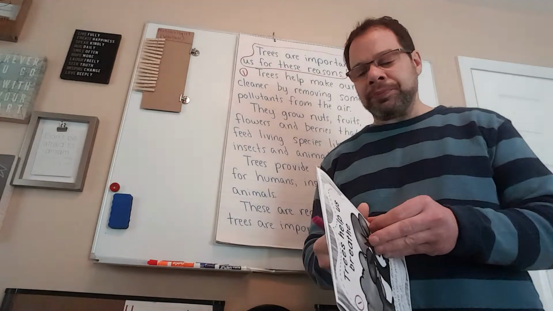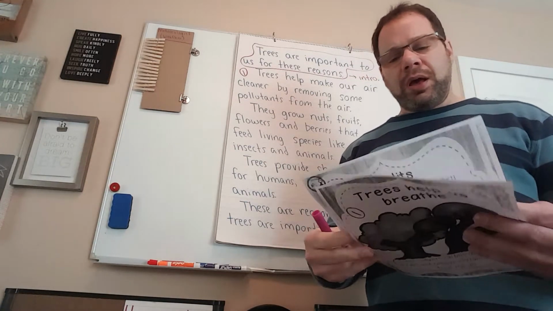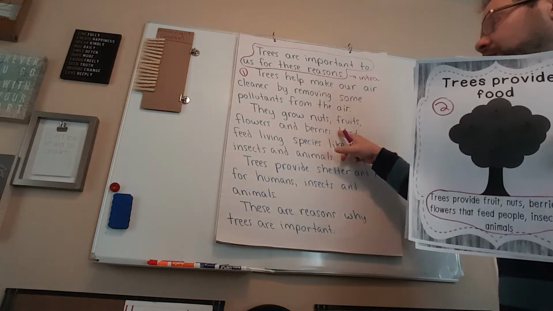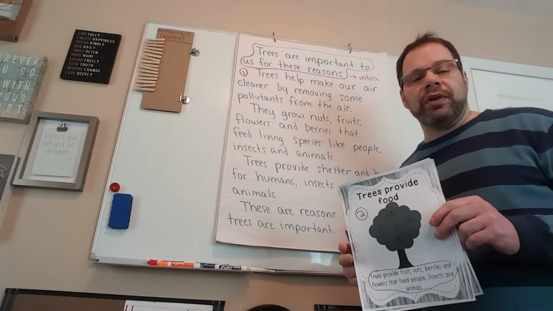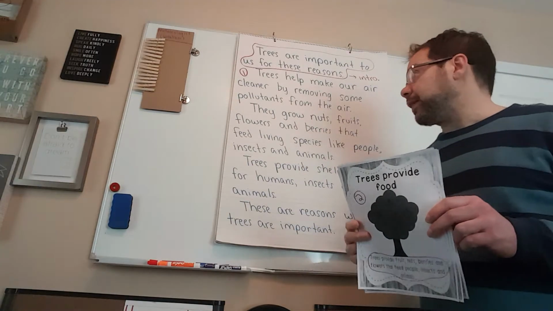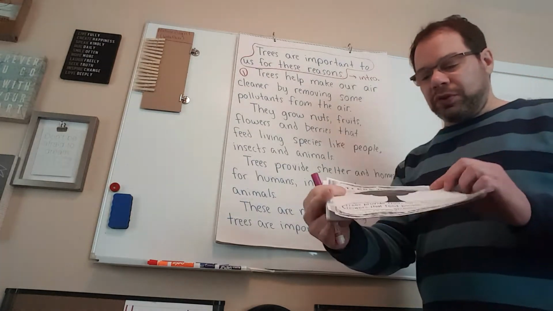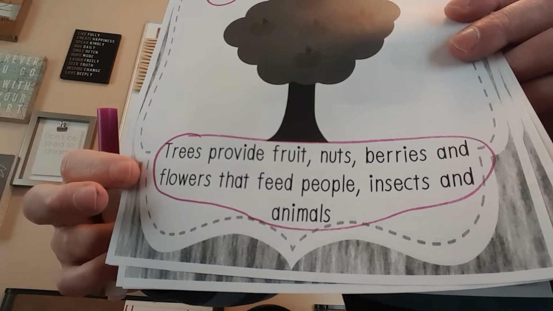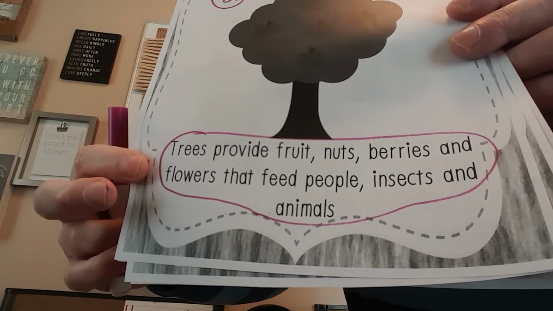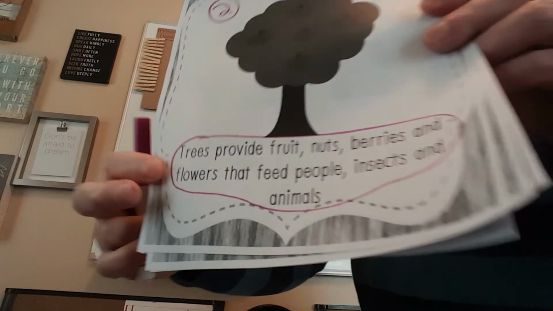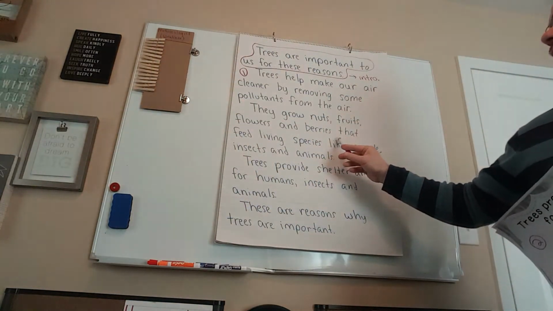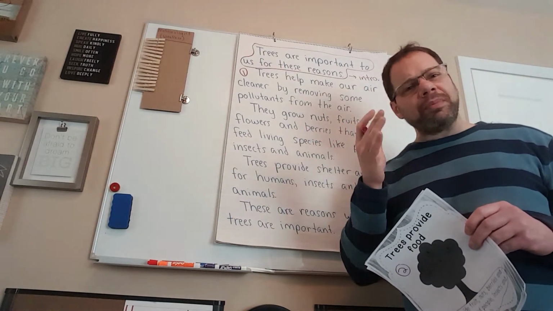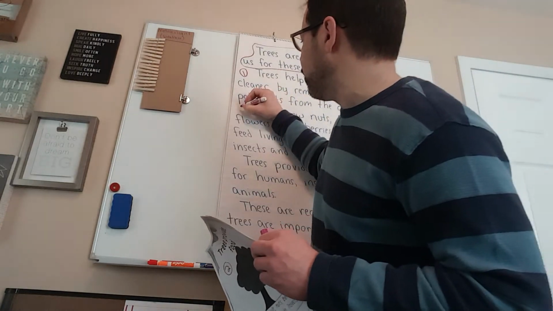Now sentence 2. Trees provide food. Okay, now I didn't write trees provide food here. I could have said trees produce food or something like that as part of my sentence, but instead I focused in on this sentence here. Okay, trees provide fruit, nuts, berries, and flowers that feed people, insects, and animals. Now you can see I took that same information and I reworded. I switched around the way some of it is worded. I put some of my own thoughts in there. So I'm going to make this number 2.